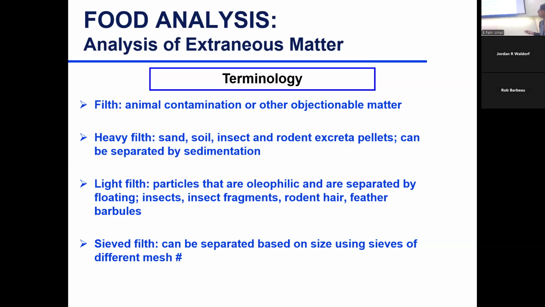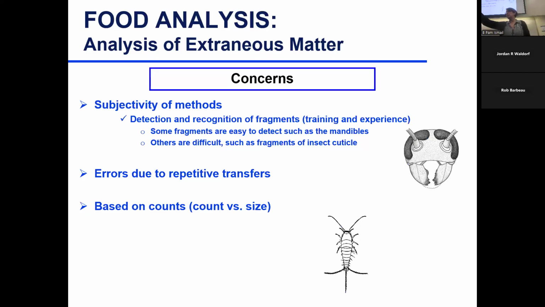And then filth that you can run, let's say, spices through a sieve, and you can remove some of the little pebbles or pellets or what have you. This is the concern, the question of its number. Yes, it's based on count. So a full insect is one, and a wing of an insect is counted as one. So that is a problem when we count.